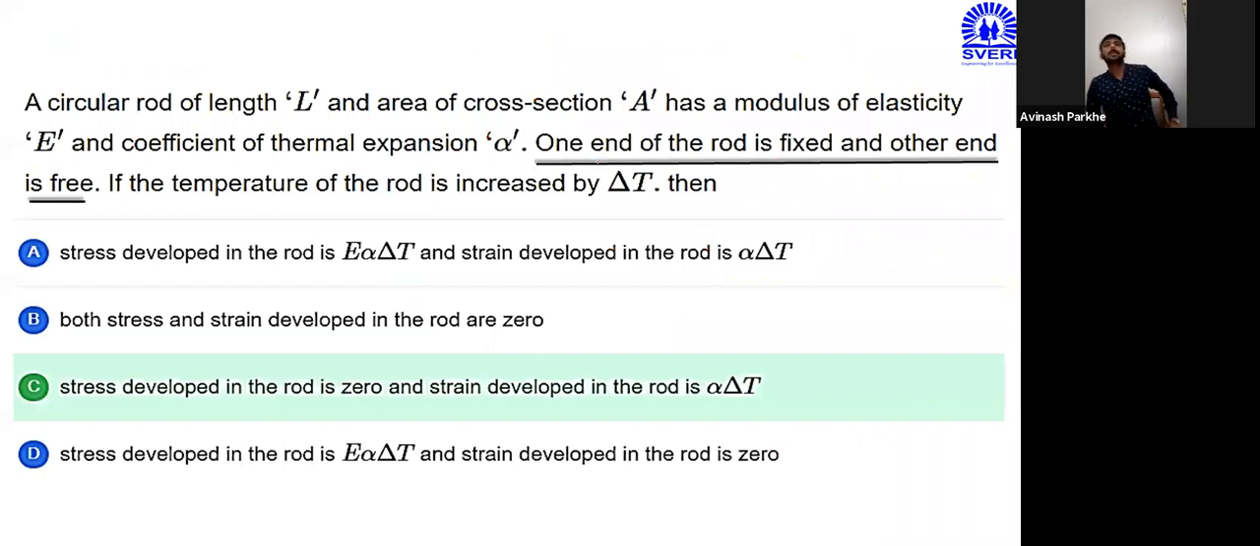Now, the next problem is in front of you. It is related to the thermal stress conditions. So I will read the statement carefully and then we have to identify what option will be correct. Let us see. A circular rod of length L and cross-sectional area A. One rod is there. Its length will be considered as a capital L. The cross-sectional area is A, has a modulus of elasticity or Young's modulus as a capital E. Okay. And coefficient of thermal expansion alpha.